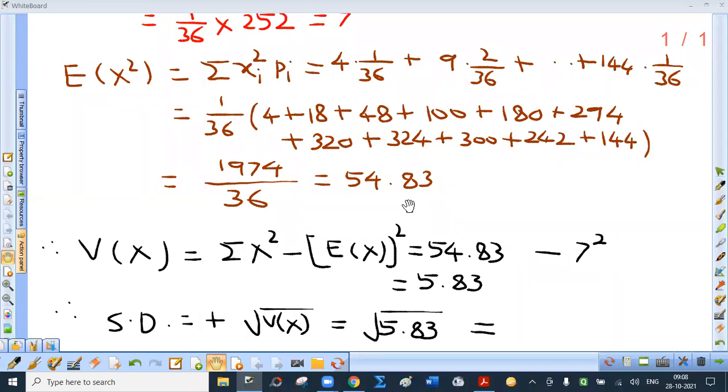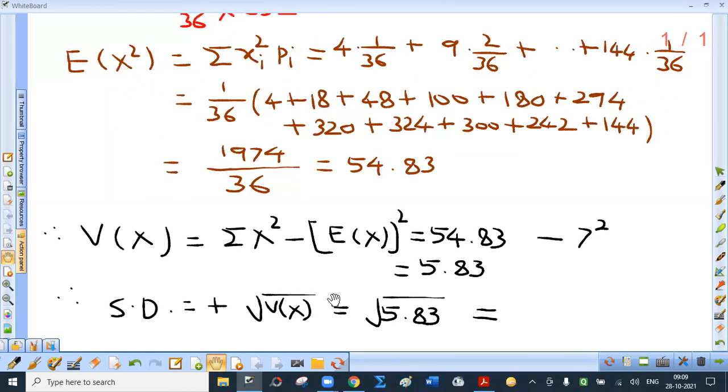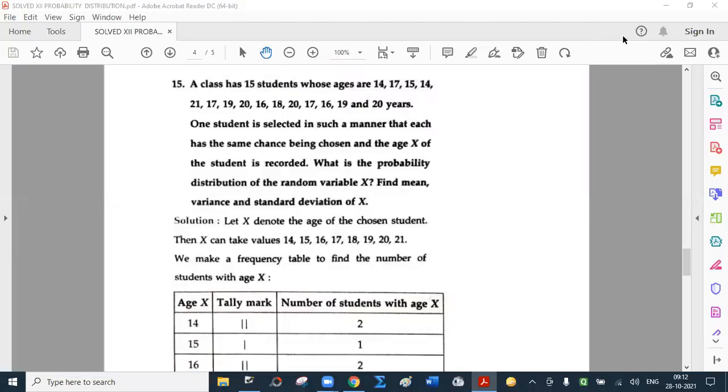See, 2.4 square is 5.76 and this is 5.83. So maybe 2.41, is it? Yes. Somebody has typed 2.41 in the chat box. So I'll write that. 2.41 is the standard deviation. The 15th one, let me explain, but please do write the solution after the lecture.